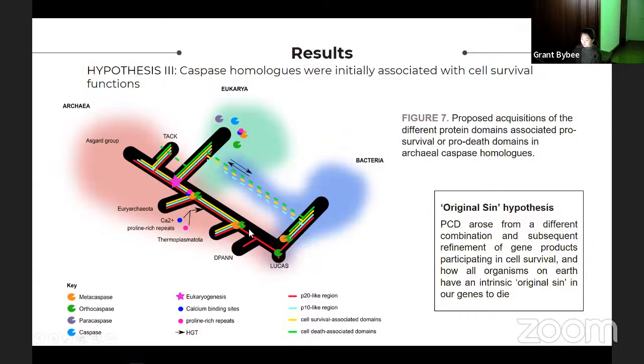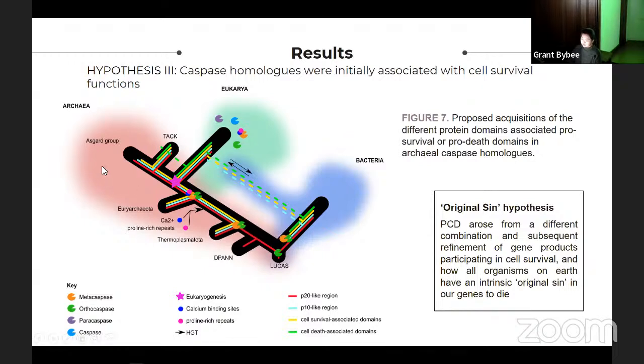But then with the rise of other archaeal phyla, the Thermoplasmatoda and the Eukaryotes, they started to acquire additional protein domains associated with cell survival, as well as additional regulatory domains to regulate their enzyme function. So it's likely that at this point in time, they were mostly associated with cell survival rather than PCD.